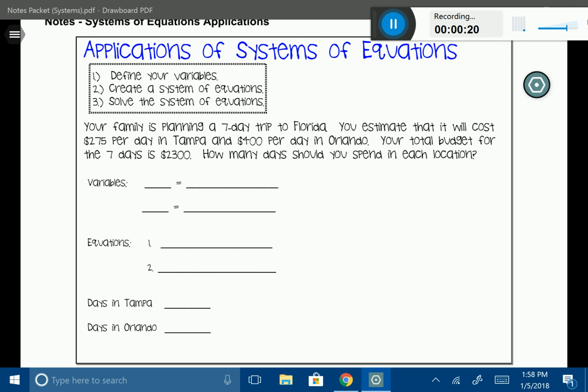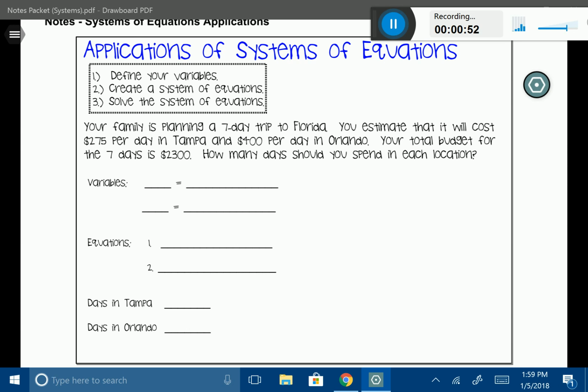It says, your family is planning a 7-day trip to Florida, and you estimate that it will cost $270 a day in Tampa and then $400 a day in Orlando. And your total budget for the trip, the 7-day trip, is $2,300. How many days should you spend in each location? So obviously some research has been done on the cost of entertainment and food and things like that at those two specific destinations. So now it's just a matter of, okay, where should we spend our time when we get there?